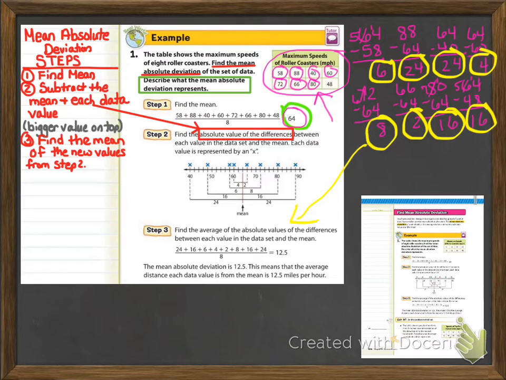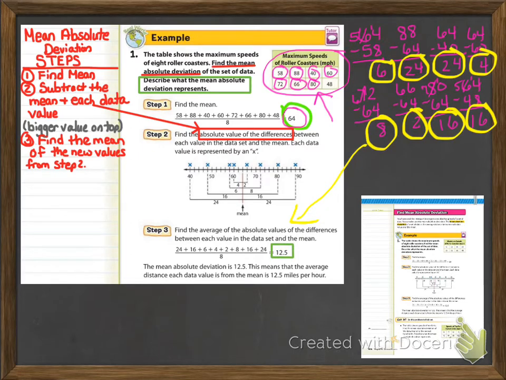What they did is they added up all those new numbers and divided by 8 because we have that many numbers. And then they found that the mean absolute deviation is 12.5. So over here, we're going to go ahead and put a box around the 12.5.